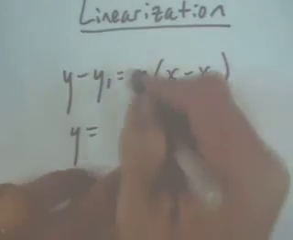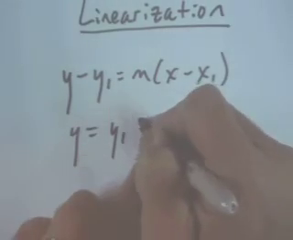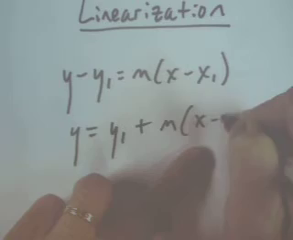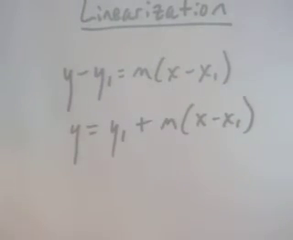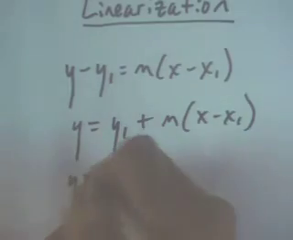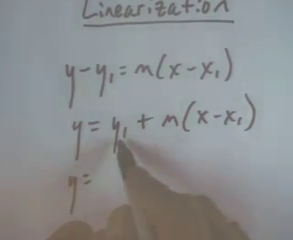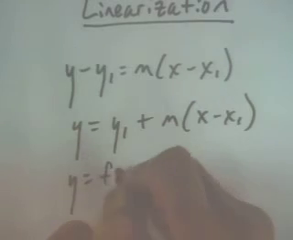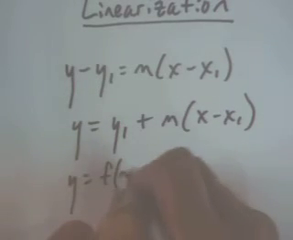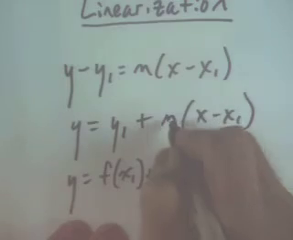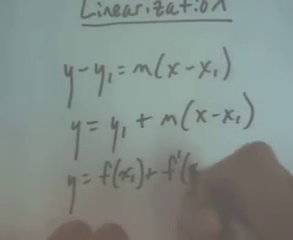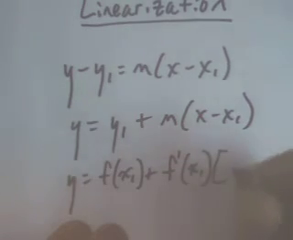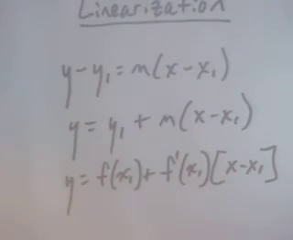If we solve for y, we move the y sub 1 over. We get y sub 1 plus m times x minus x sub 1. But we're trying to find the equation of the tangent line. Well, the y value for the point of tangency is the function evaluated at the given x value. And the slope is the derivative of the function evaluated at the given x value. So here we have the same equation reinterpreted.